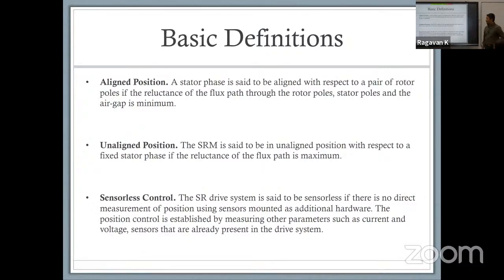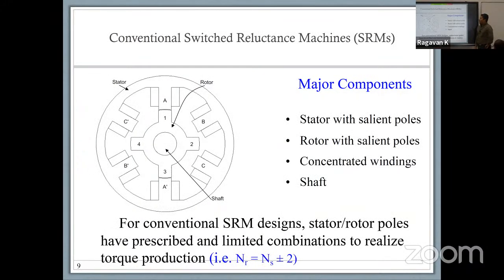So we'll talk about a lot of that as we go forward. In terms of the operation itself, like I said, it has saliency. The rotor also has saliency. You have windings that are concentrated, and it has a shaft in the middle. This is for a conventional radial design.